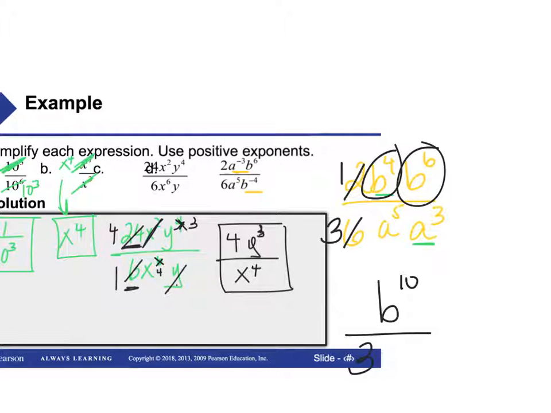And my denominator is going to be 3a to the 8th power. 1, 2, 3, 4, 5, 6, 7, 8 a's multiplying, because this is a times a times a times a times a, and you get the picture.